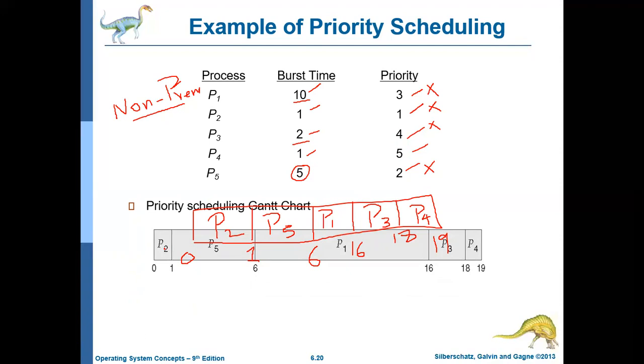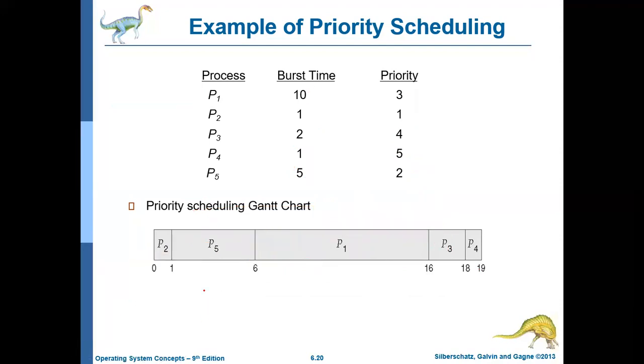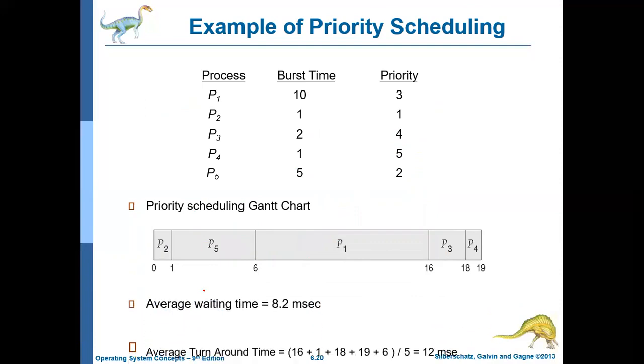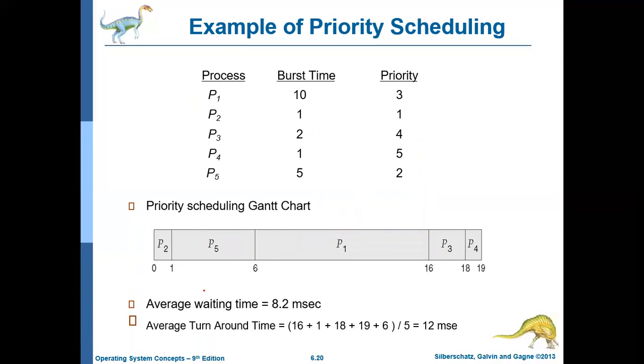Okay, so first it is P2 up to 1 millisecond, then P5 up to 6 milliseconds, then P1 up to 16 milliseconds, then P3 up to 18, and P4 up to the 19th millisecond. So from this you can now calculate the average waiting time and the average turnaround time. The average waiting time is 8.2 milliseconds and the average turnaround time is 12 milliseconds.